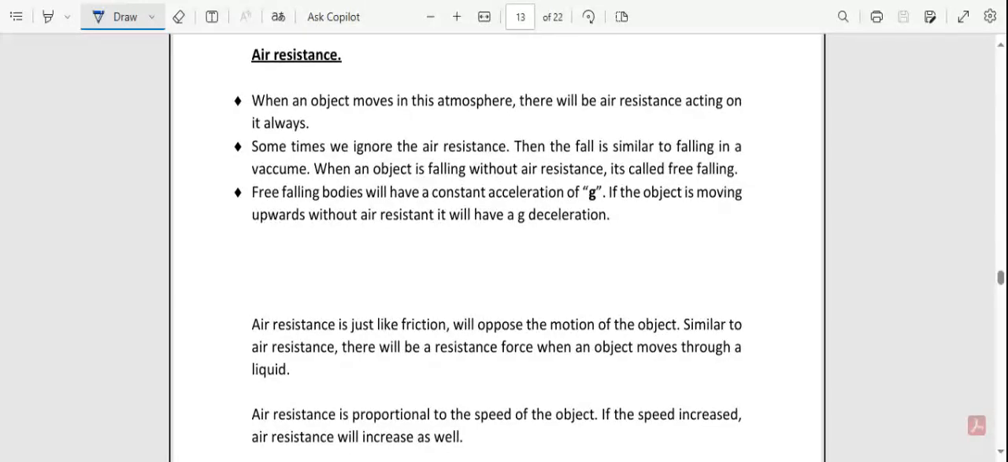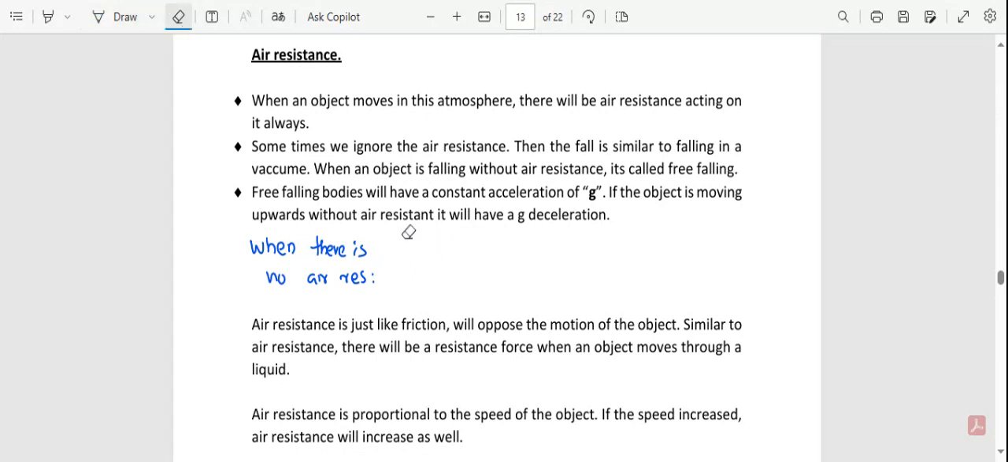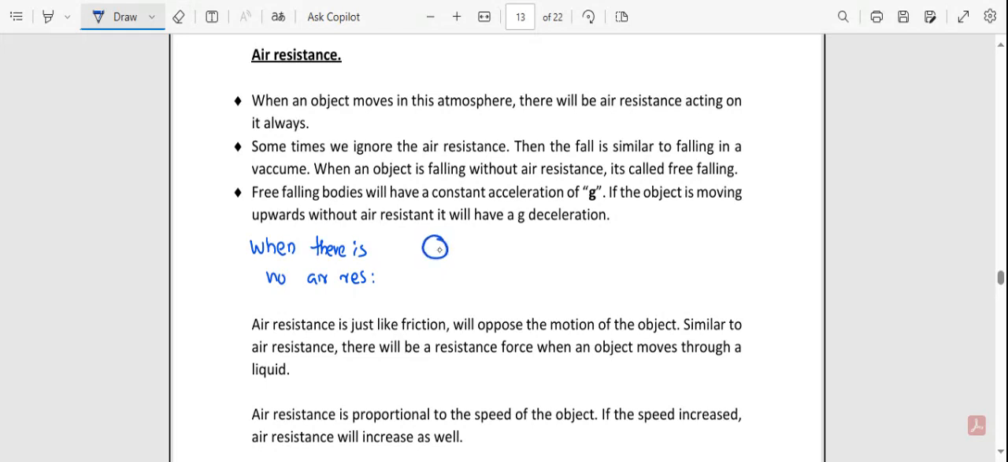Right. So here in the note, just mention in this space what happens when there is no air resistance. The object is falling downward, so the weight is acting downwards, weight is equal to mg.